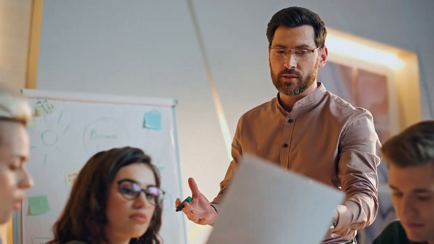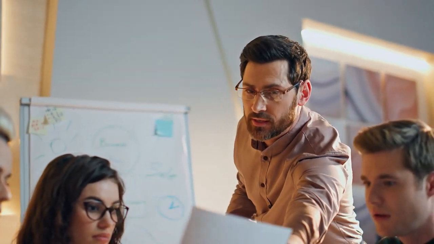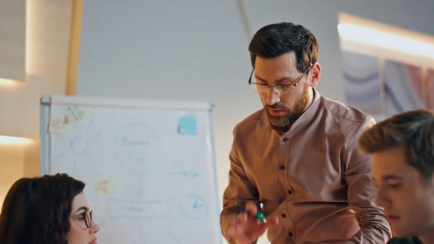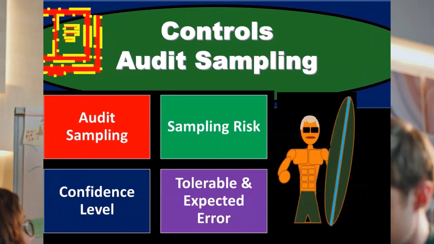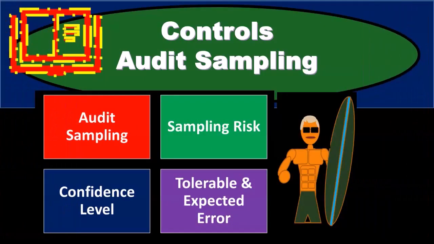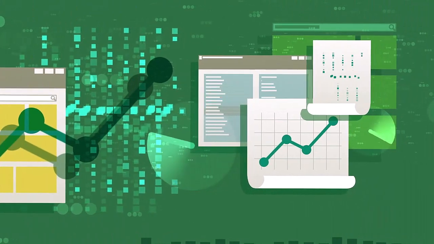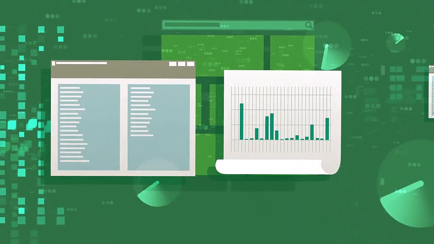information, and we're trying to determine something or test something about that population. We want to test not the entire population, but some sample, some subset of the population, in hopes that we get information that is representative of the entire population.